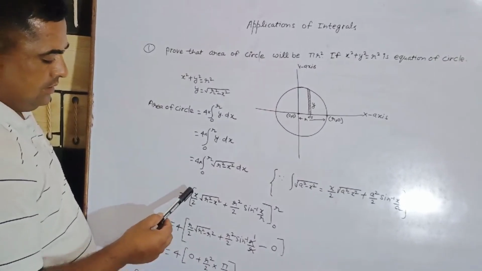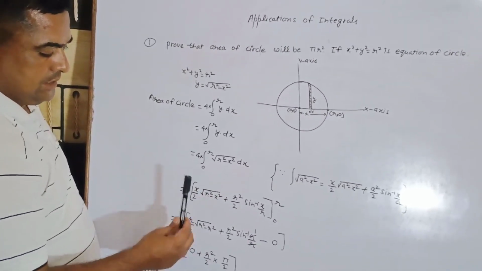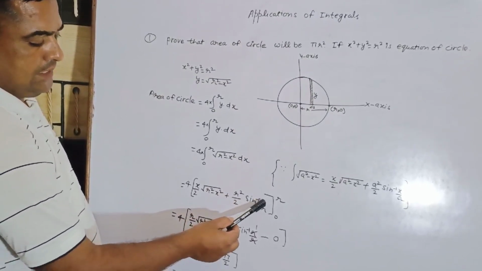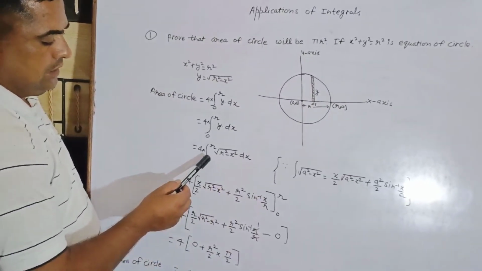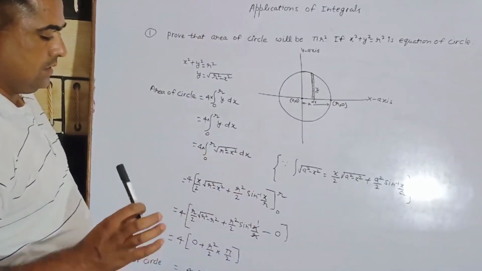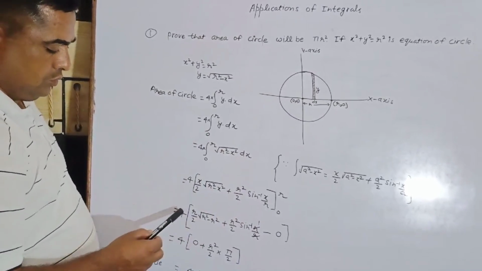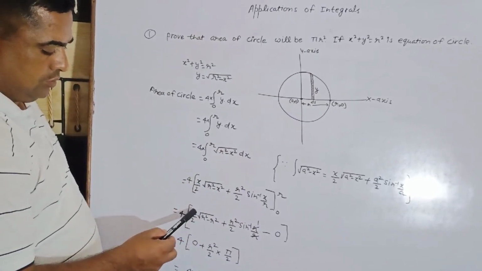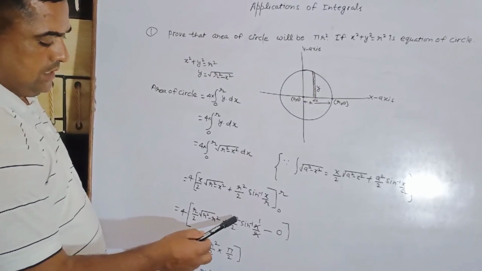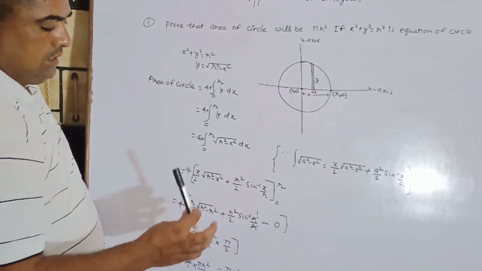So we will get here 4 x by 2 square root of r square minus x square plus r square by 2 sine inverse x upon r, and these limits we will write 0 to r here. Correct? Now we will put the upper limit in the place of x. In the place of x we are putting r upon 2. This will be r square minus r square plus r square by 2 sine inverse r upon r.